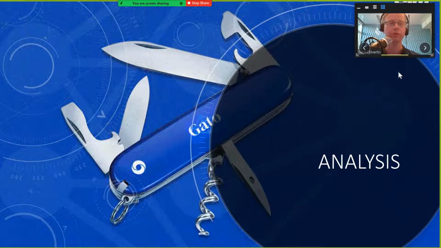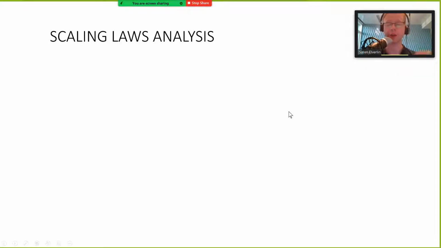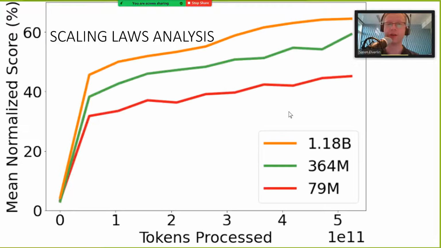We previously looked at Gato and saw some of its capabilities. In the second half of the paper we are looking at what we can learn about how Gato performs, with ablation studies and scaling in different parts. So we'll start with a scaling laws analysis.